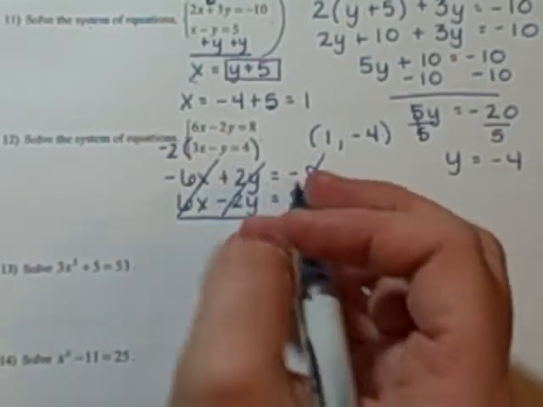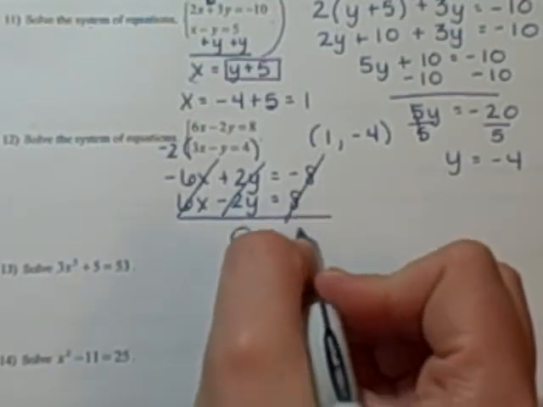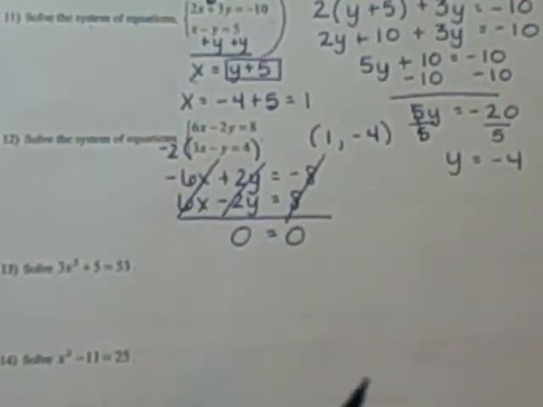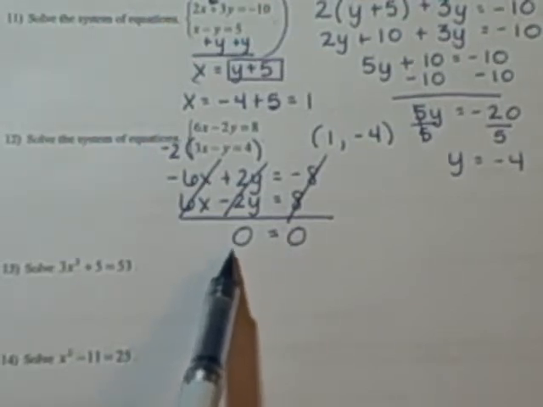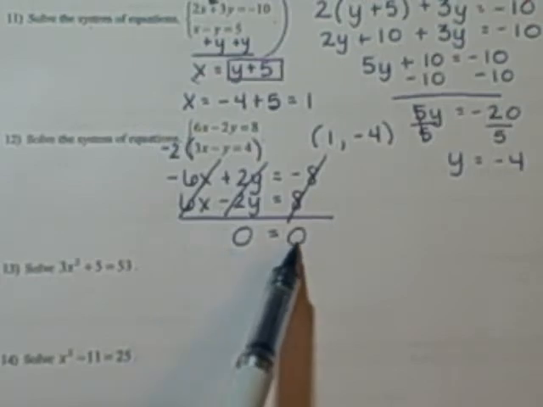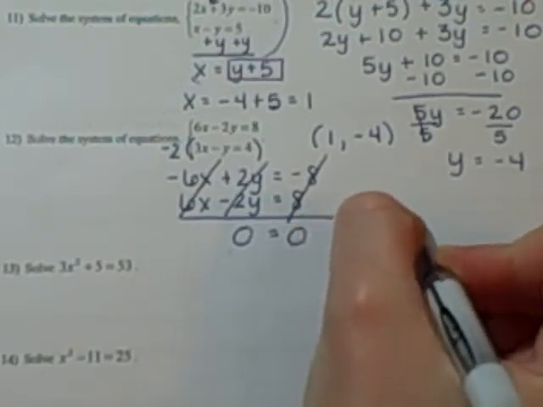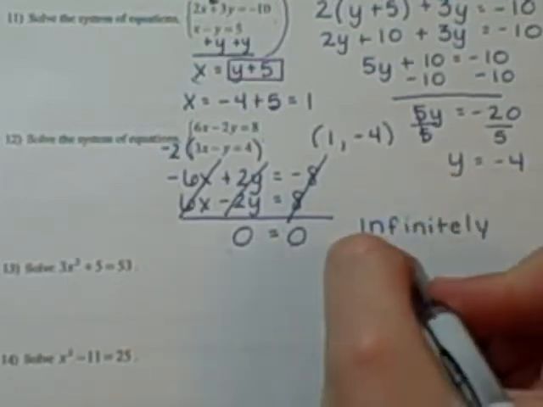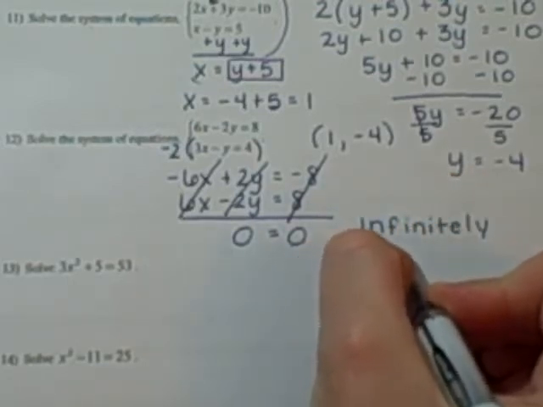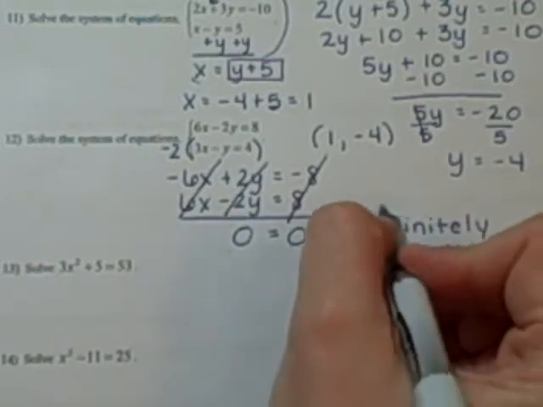So what I'm really left with here on this left side is 0. And what I'm left with here on the right side is 0. Okay? And we talked about this situation a few times in class. If you're left with an expression where you have two of the exact same numbers equal to one another, that means that you have infinitely many solutions. Infinitely many solutions.